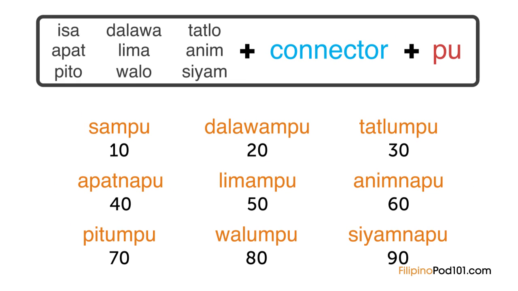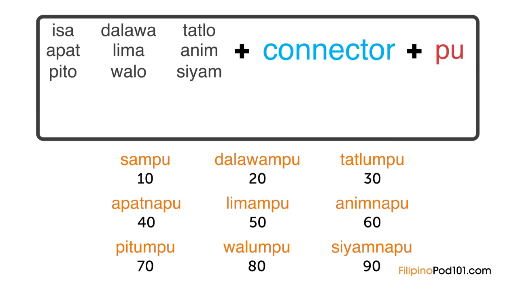Just like 11 to 19 from the last lesson, the tens also has a common formula. It is the numbers 1 to 9 plus connector plus pu. As I mentioned, the connector is usually NA if the letter before it is a consonant and NG if the letter before it is a vowel.